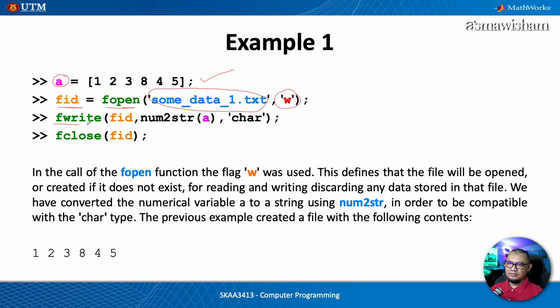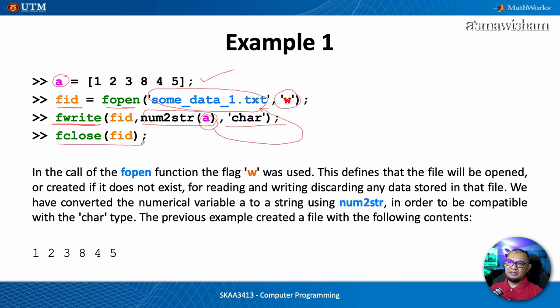And then here we give another function command, fwrite. So you see, this will be the FID. Number to string, this is just a normal example, which means we try to convert the variable A from a number into a string, and we put here a character. Once you write it, we try to open this file for write. And then we give another command, fwrite, which means that this variable A will be written into this file.